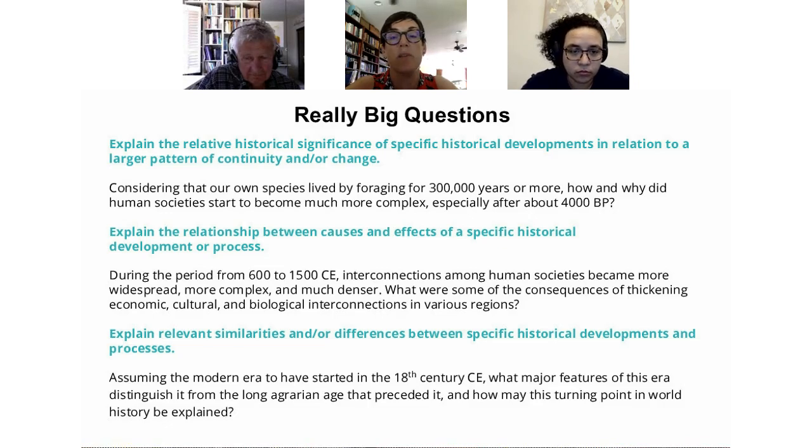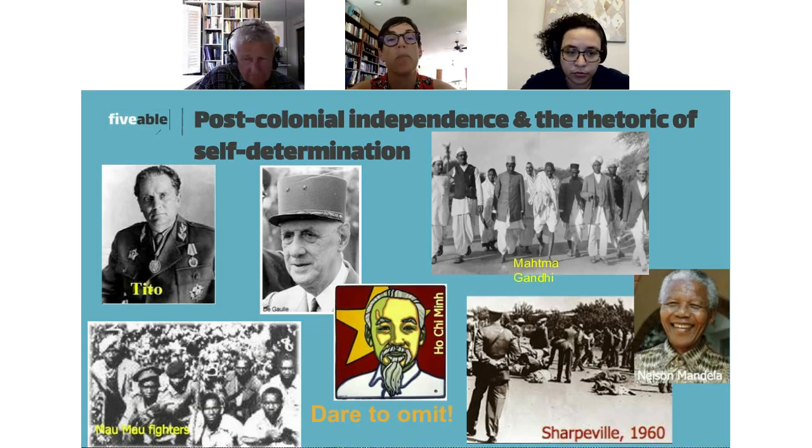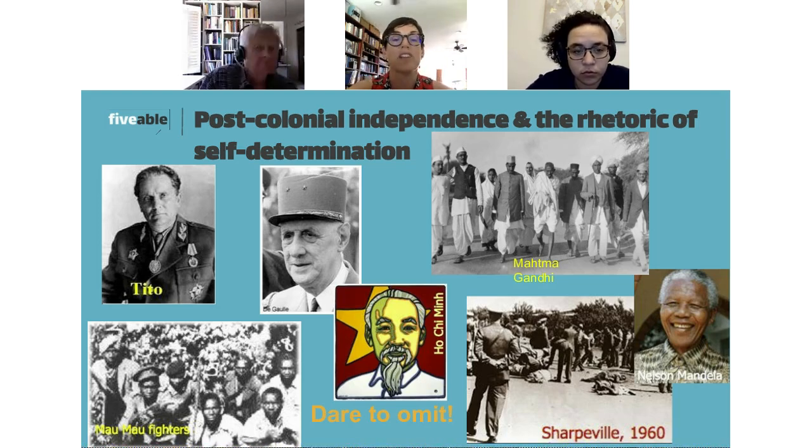So for the dare to omit, I want to talk briefly about the period of post-colonial independence and the rhetoric of self-determination, right? This is a topic that all of you already cover in your classes in one sense or another. It's a topic that is addressed explicitly in the AP curriculum and framework. But it's a really hard topic to manage if you approach it from a regional perspective. Right? Because if you start thinking about what the history of decolonization looks like in Africa, what it looks like in South Asia or Southeast Asia, you start to get really mired in details without being able to help the students pull up and see the big picture.